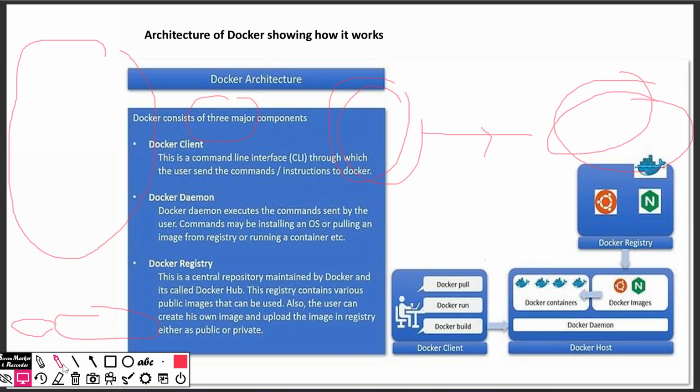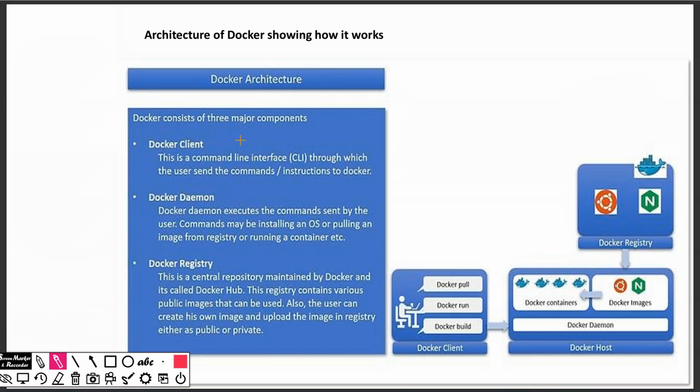This is very important guys, you just need to understand this. Generally we have these components. Docker client. Docker client is the command line interface where the user can communicate with Docker. If you want to communicate with Docker, you need some kind of interface. So Docker client provides such an interface in order to communicate with the Docker engine.